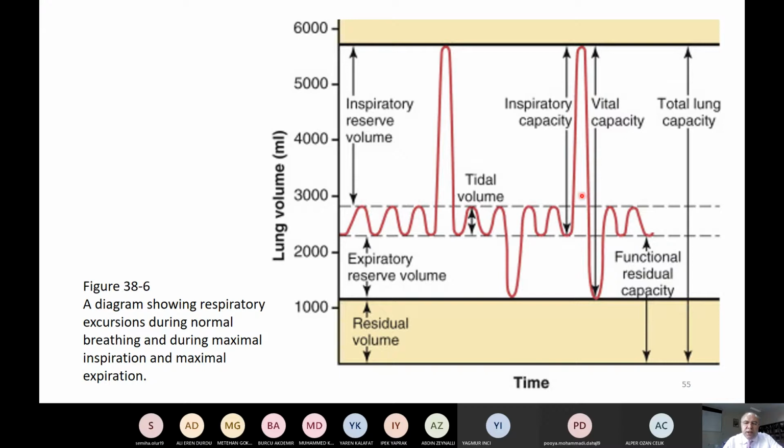Expire it as much as you can, so you will get vital capacity. What else we see here is total lung capacity. Total lung capacity includes vital capacity plus residual volume. So this is the total lung capacity, 1200 plus 4600, altogether 5800 milliliters in a normal healthy man. Okay, these values will be a little bit lower in women.